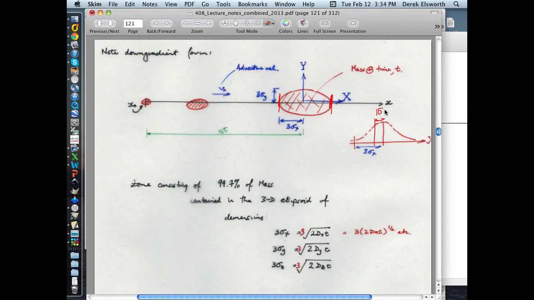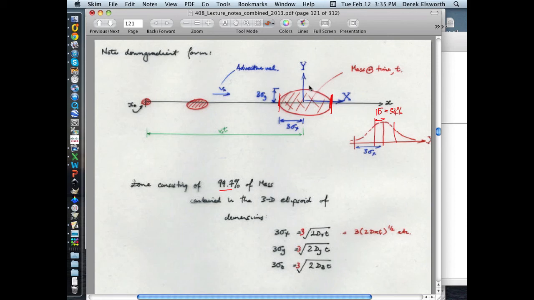1 sigma was equal to 34% of the distribution, 68% if you take both sides. And if you take 3 standard deviations, it actually includes basically all the distribution. So the 3 standard deviations in this particular case is equal to 3 times the square root of 2 times dispersion times time.